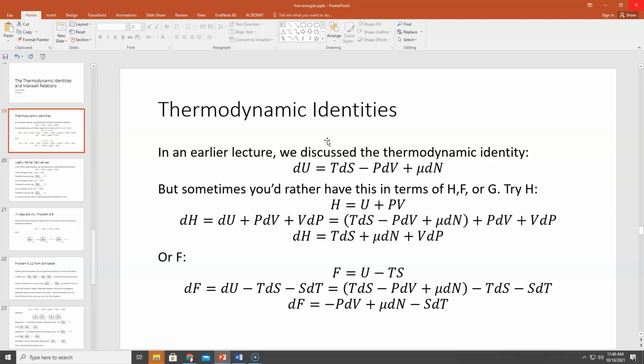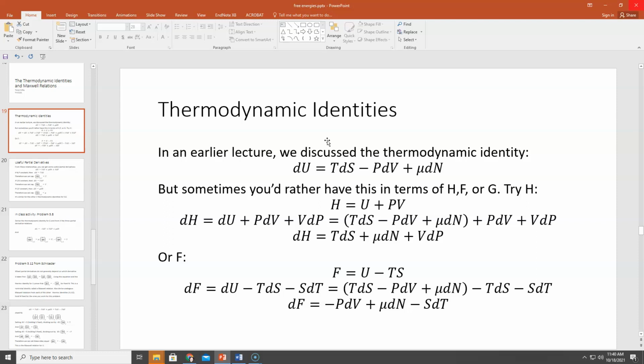If we wanted to make a differential out of that, then we would do dH is equal to dU plus PdV plus VdP. Okay? Now, dU, that's given by the thermodynamic identity. So we plug in for dU, that's TdS minus PdV plus mu dN. And then we add on, of course, the PdV plus VdP from our dH.